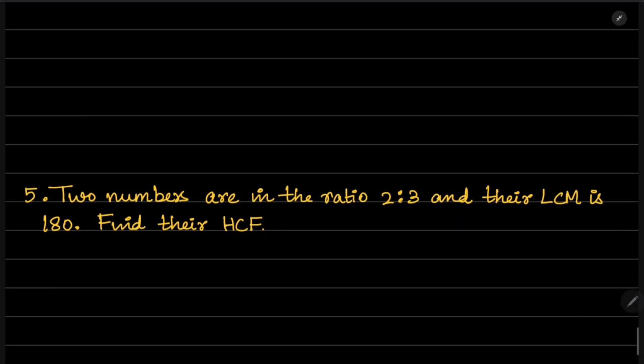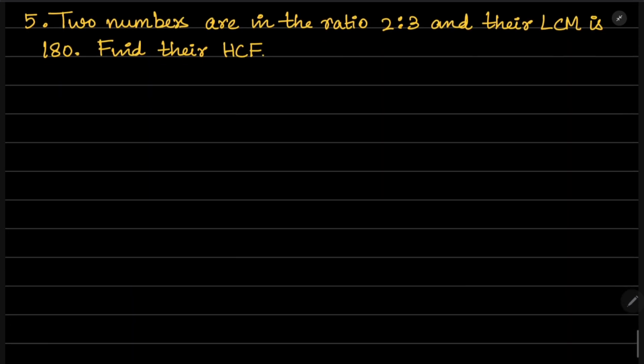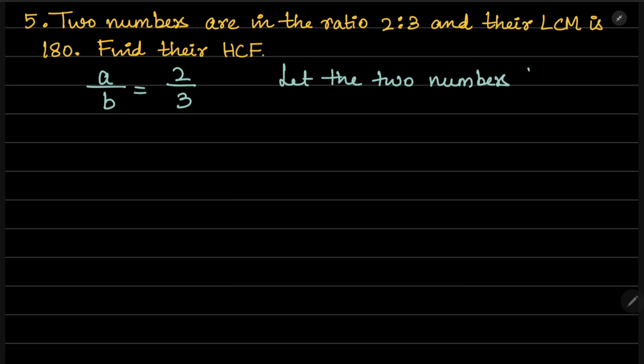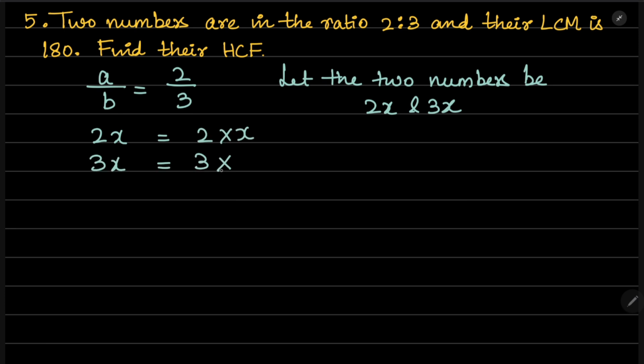Now let's move on to the next question. This is very similar to the second question that we did. Two numbers are in the ratio 2:3 and their LCM is 180. Find their HCF. Very easy. So let the two numbers be A and B. The ratio is given as 2 and 3, so let the two numbers be 2x and 3x respectively. 2x you can write as 2 multiplied by x, and 3x as 3 multiplied by x.